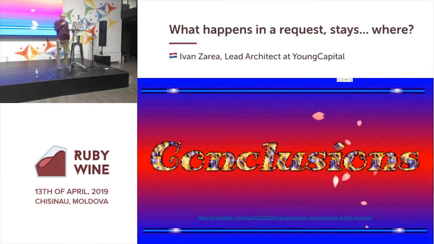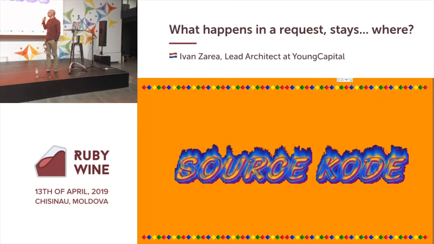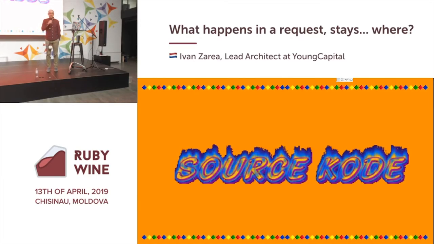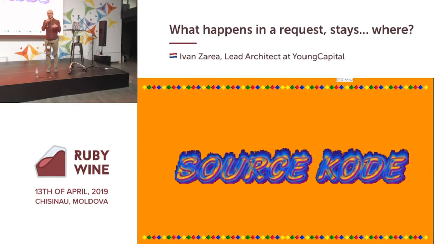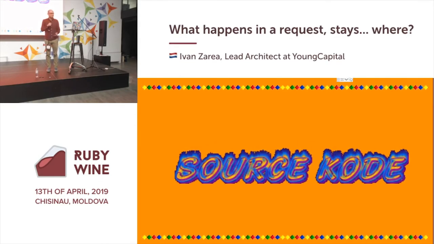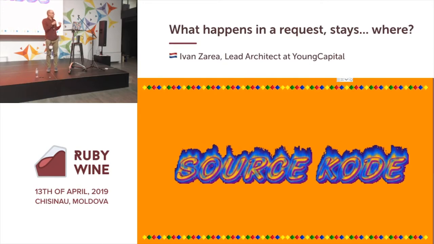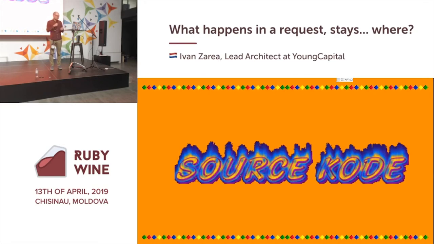Now, for me, the conclusions of this whole experiment were the following. First of all, it's very easy to look through the source code of everything Rails. Rails is surprisingly well documented and surprisingly well understandable. If you just read the code, it's actually not bad. I've written worse code than that, a lot worse. So please don't be afraid to do that.